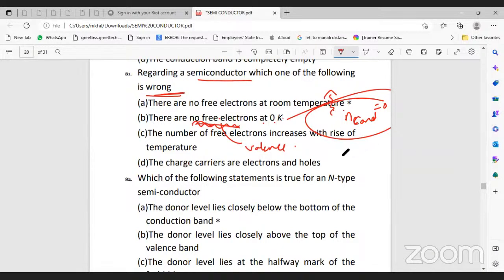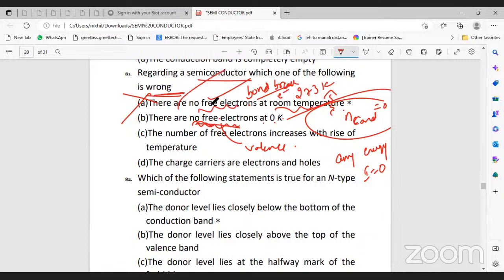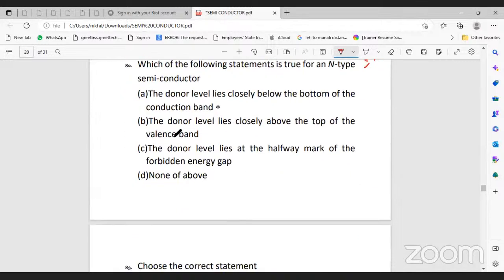So at 0 Kelvin, since you have not given any energy, no current. No current means there will be no flow of electrons. So at room temperature, there will be no free electrons is the wrong statement. Option A. Because room temperature means you have given the temperature 273 Kelvin. If you give the 273 Kelvin, the bond is going to break. If the bond is going to break, definitely there will be an electron. Since there will be an electron, definitely option A is the wrong statement. They are asking the wrong statement only.